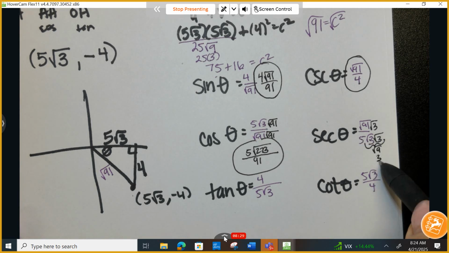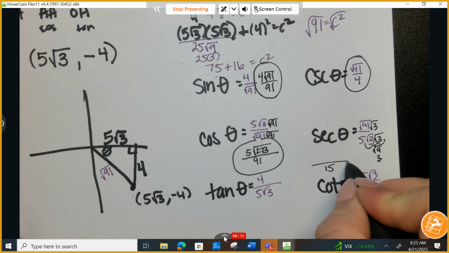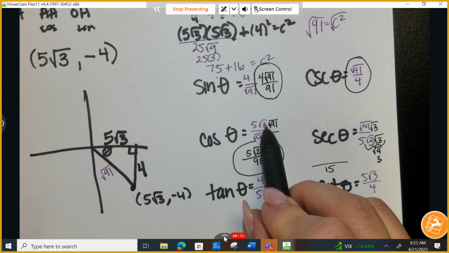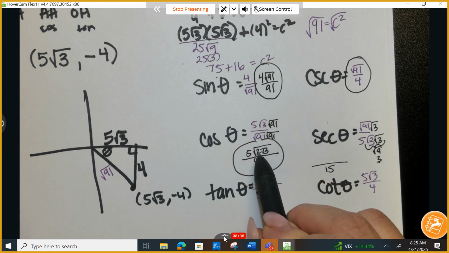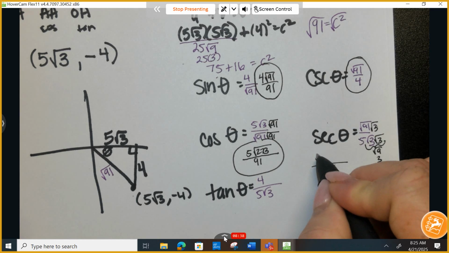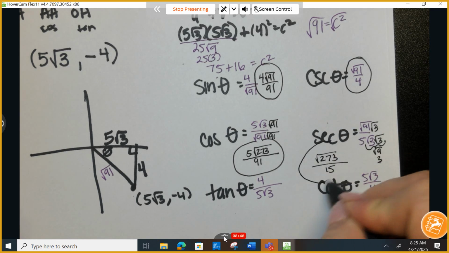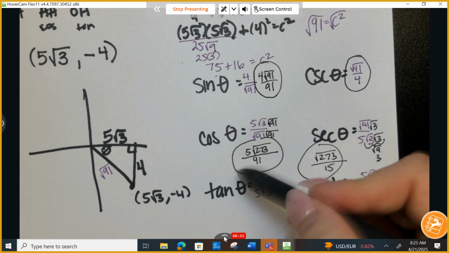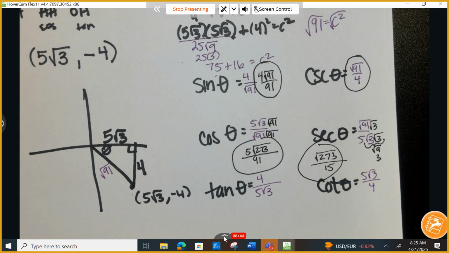So on the bottom, 5 times 3 is 15. So I have 15 on the bottom. And I've already done the work over here. I know 3 times 91 is 273. And I already know 273 does not break down. I'll come back later to the 4 that I've produced right now for answers and determine whether they have positives or negatives. Okay, are you ready?